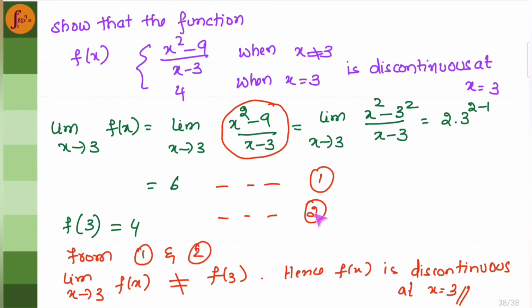So we call this equation 2. Now for 1 and 2, both are not equal, right? Limit x tending to 3, f of x is not equal to f of 3. Hence, f of x is discontinuous at x is equal to 3. So this theory we will have to write. Basically, because these two values don't match, we call it discontinuous at x is equal to 3.